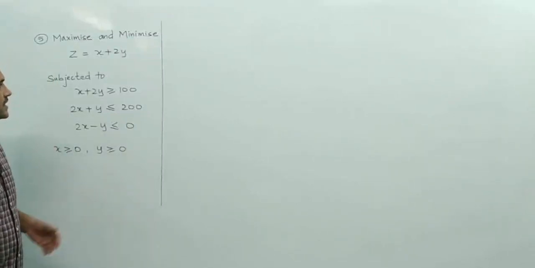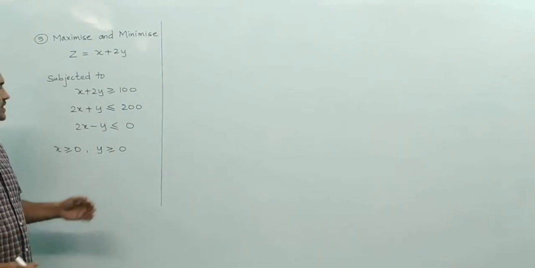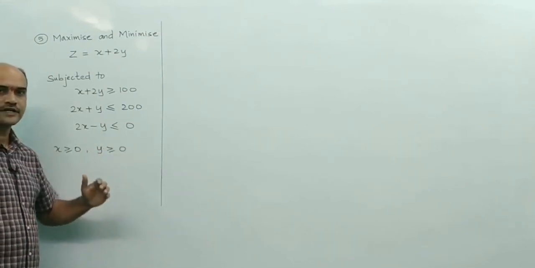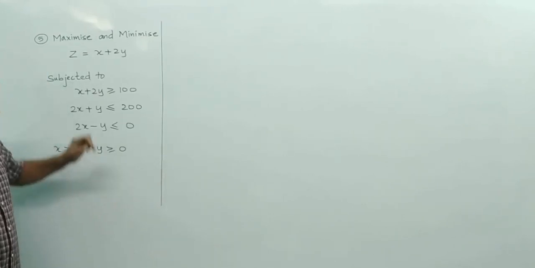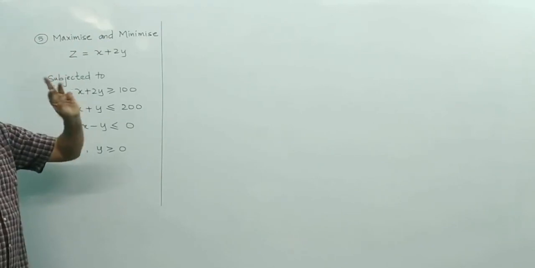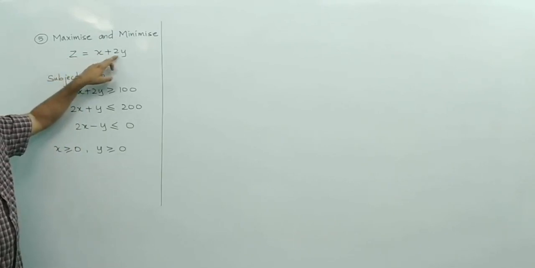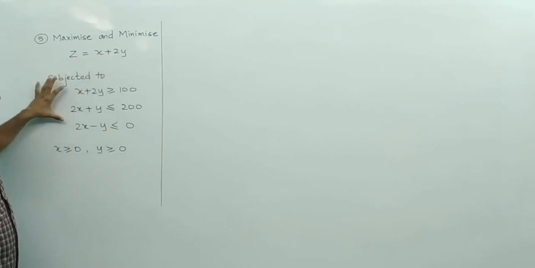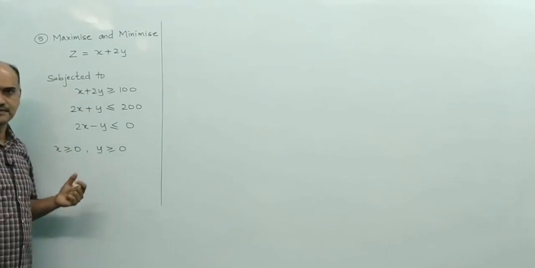So students, continuing our problems on LPP. These problems are somewhat different from the problems which we had solved in the previous video. You are required to maximize and minimize, meaning you are required to find the maximum value and minimum value of this expression z is equal to x plus 2y, subjected to constraints. He has given three equations.